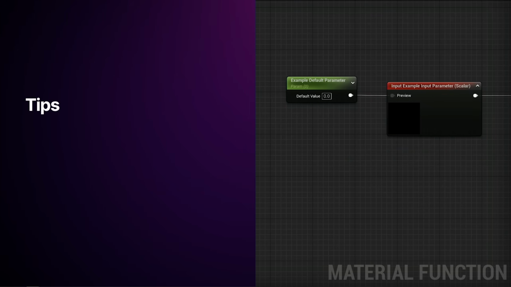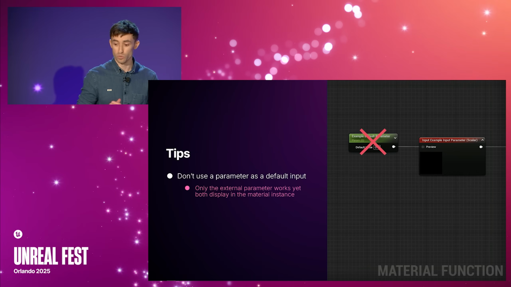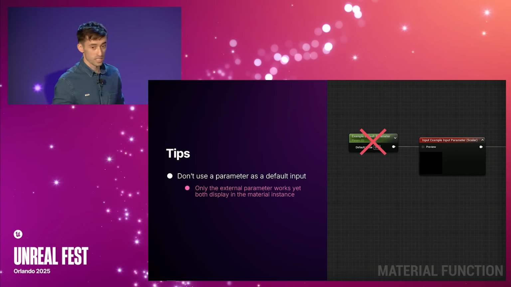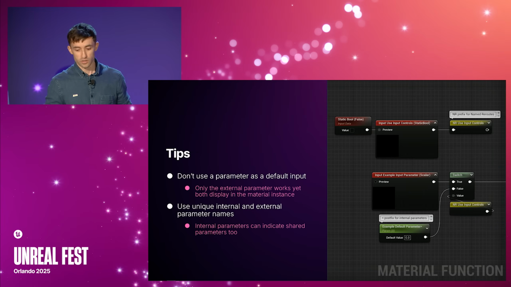If you are trying to use embedded parameters, don't try to apply the parameter to the material preview default like this. This does not work. The reason is that only the external parameter piped in outside of this function works, but both display in the material instance interface. So you'll see them both when you're trying to edit the material, but only one of them does anything. You also should use unique internal and external parameter names.